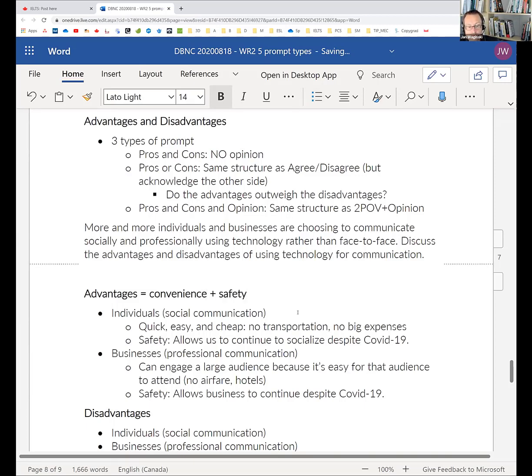This happens really often, that all of your ideas in one body paragraph can be summarized in 1 or 2 words. There's like a single controlling idea or 2 controlling ideas for these kinds of paragraphs. In this, you've got convenience and safety. You've got lots of good reasons here. What's an example that you could give?